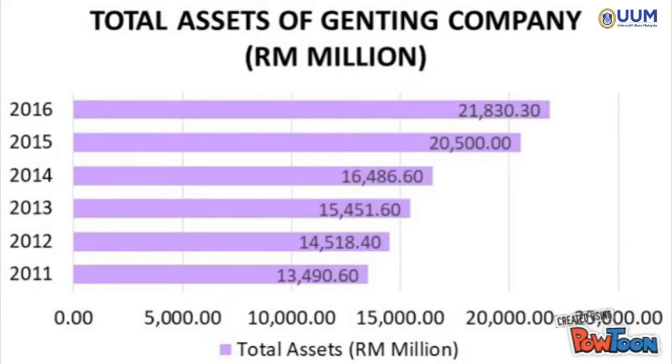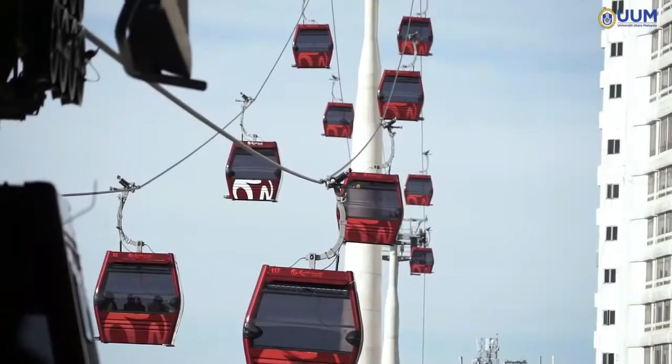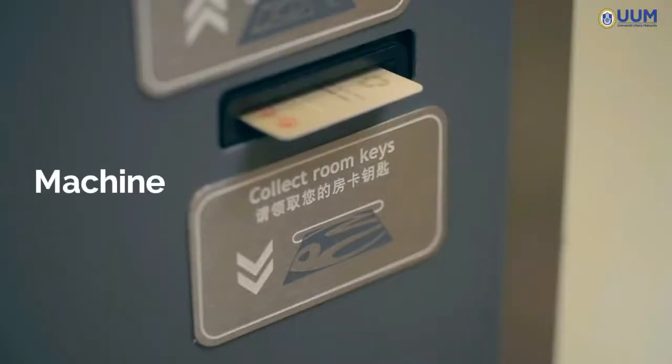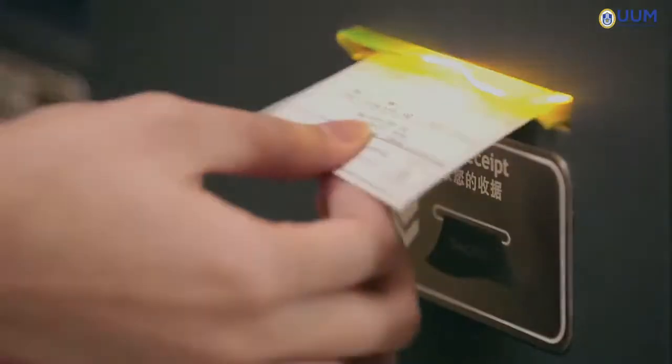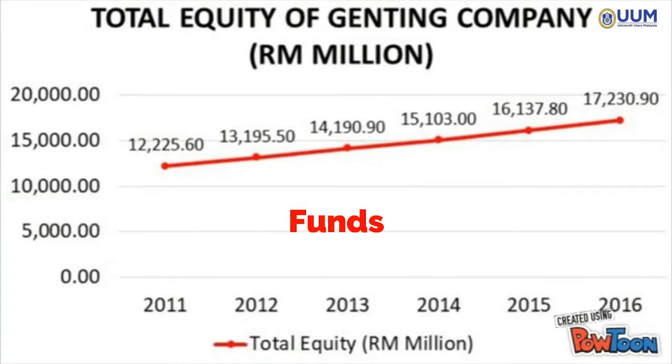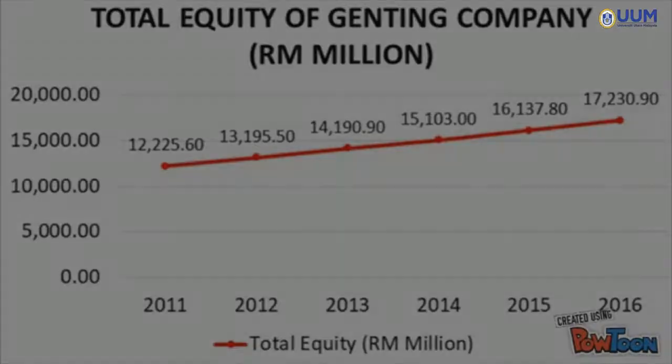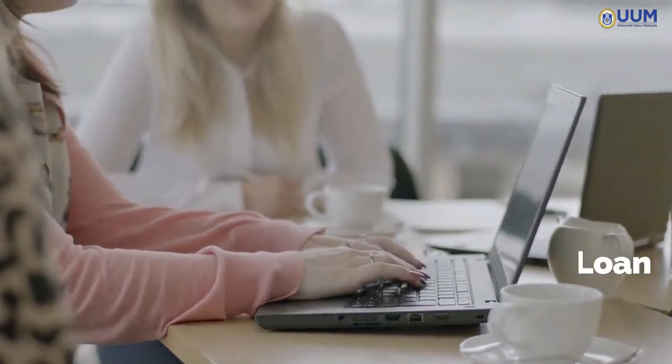Asset is a resource to increase the value of a firm or benefit the firm's operation. We can see how much Genting company acquired or purchased assets such as equipment, machines, inventories in these 6 years. Equity represents funds contributed by the owners. Examples of funds are capital, investment, loan from bank.